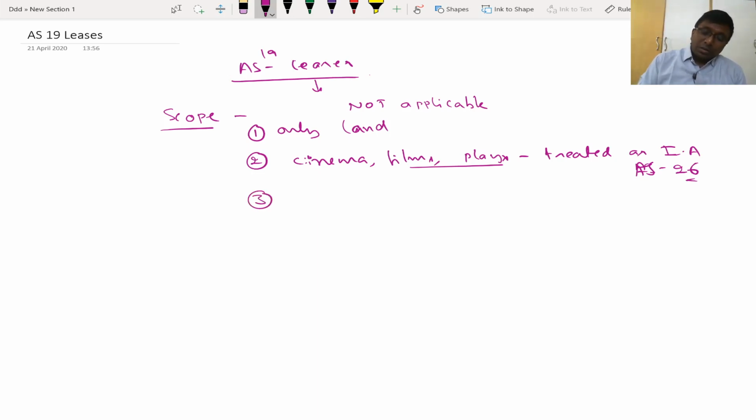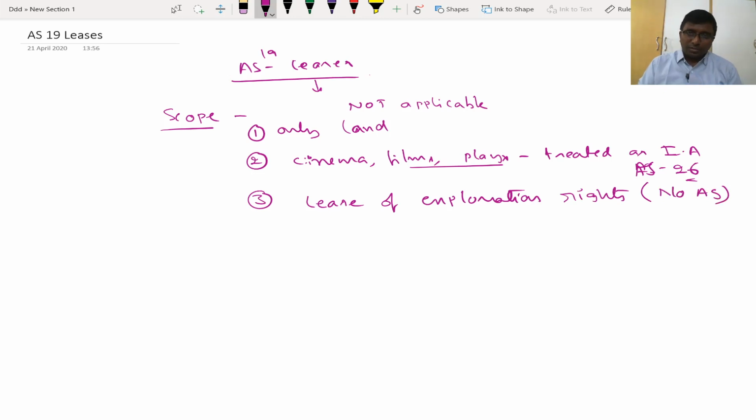Third, lease of exploration rights, of minerals, oils, all those items. The standard is not applicable there. That means there is no accounting standard on how to account for this. Basic rules of accounting will be followed. There is no specific accounting standard in this area for the time being. So for accounting for these items, Accounting Standard 19 is not applicable.